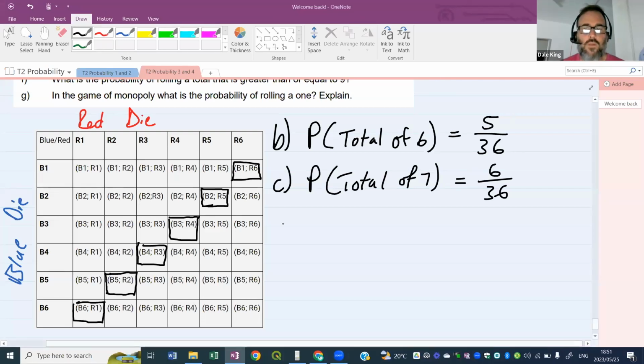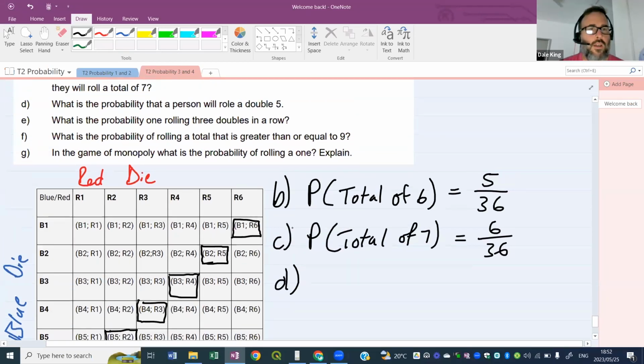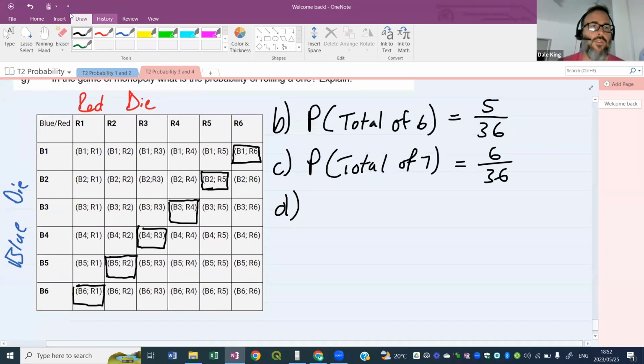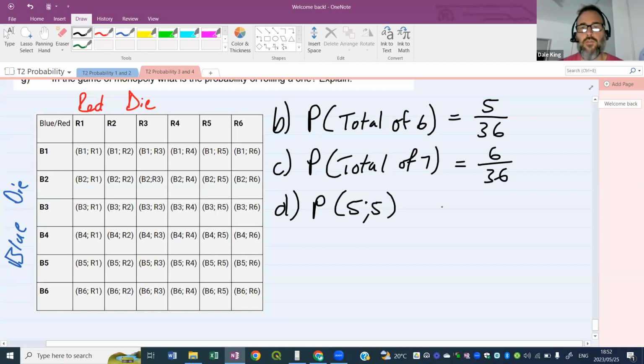All right, let's try the next one. Guys, this is too easy. Probability is easy. What's the probability that a person will roll a double 5? Oh, ladies and gentlemen. What is the probability of getting 5 and 5 on your dice? Everyone should be typing in chat now. What's the probability of getting a 5 and a 5, guys? Everybody should be typing.